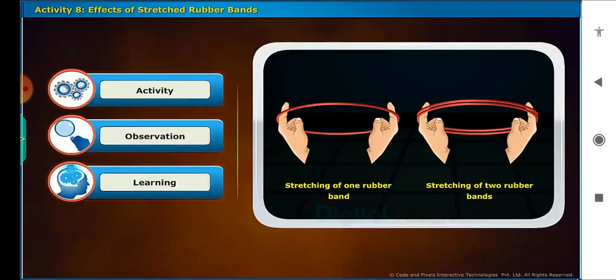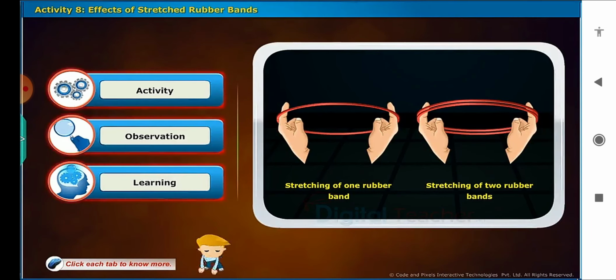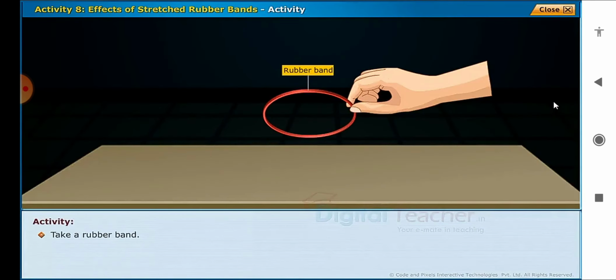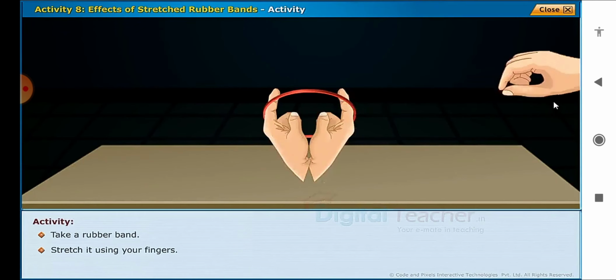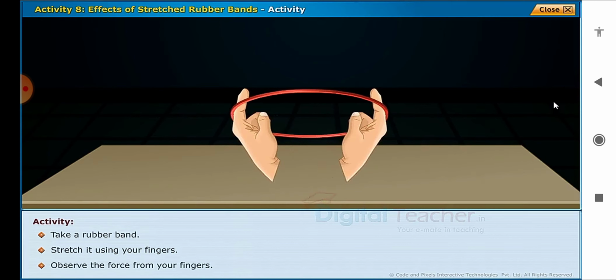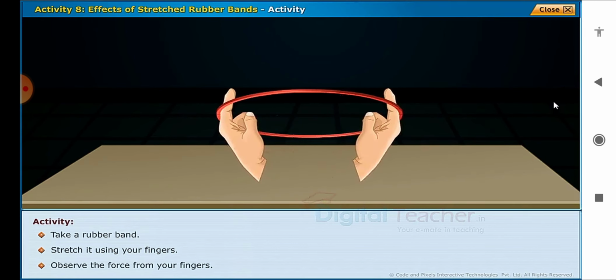Now, let us perform an activity to know the effects of stretched rubber bands on fingers. Click each tab to know more. Take a rubber band. Stretch it using your fingers. Observe the force from your fingers.